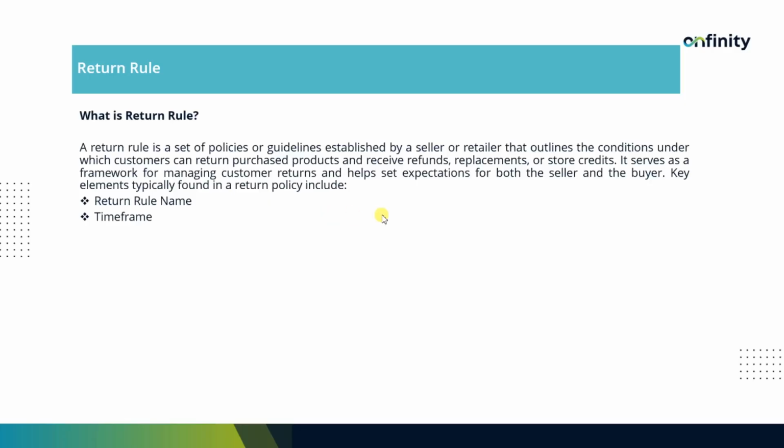The timeframe defines how long after the purchase a return is allowed. This could vary depending on the product type or business policy. These rules not only protect the business from potential misuse, but also enhance customer satisfaction by clearly communicating what is expected. In Onfinity, return rules can be configured and linked to specific business partners. With the foundational concepts and requirements now covered, let's proceed to the Onfinity application to walk through the step-by-step process of creating a return rule.